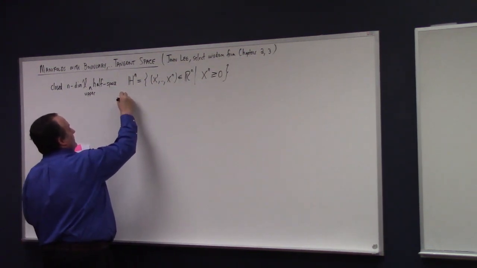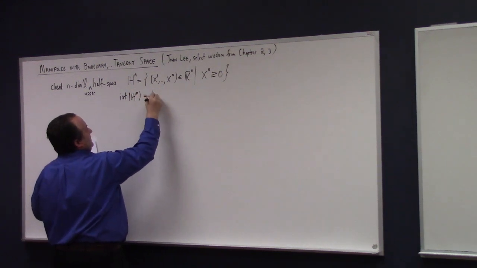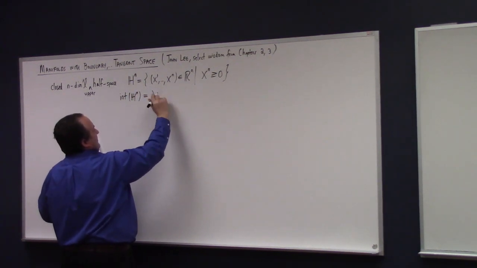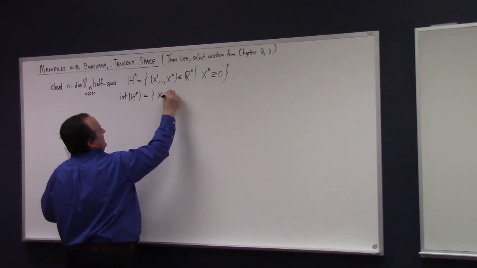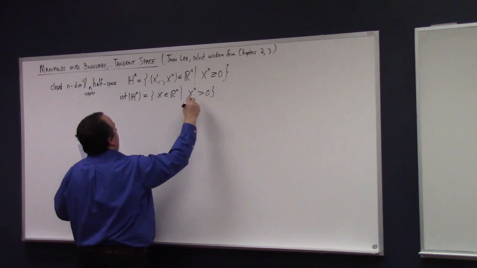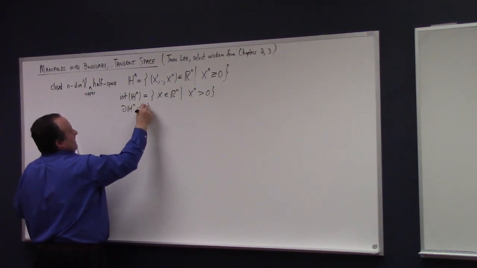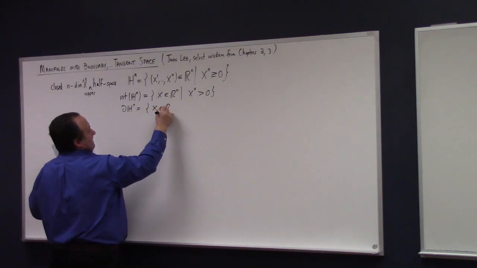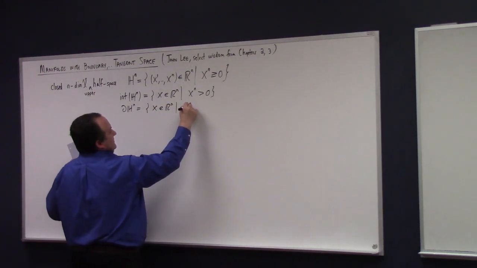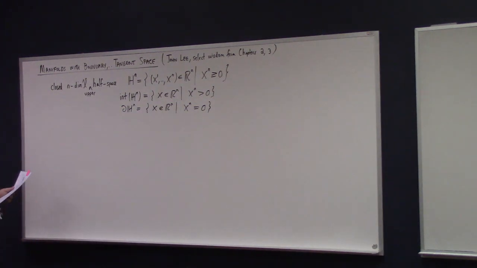So in particular, the interior of Hn is the set of x in Rn such that xn is greater than 0, and the boundary of the upper half space is the set of x in Rn such that xn is equal to 0. All right. Closed n-dimensional upper half space.